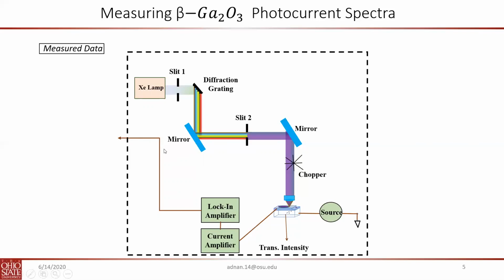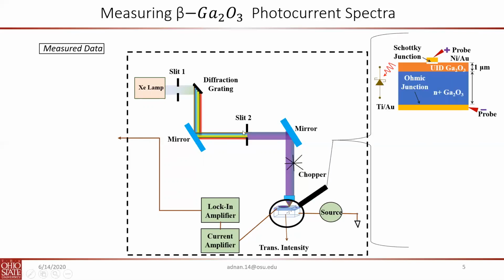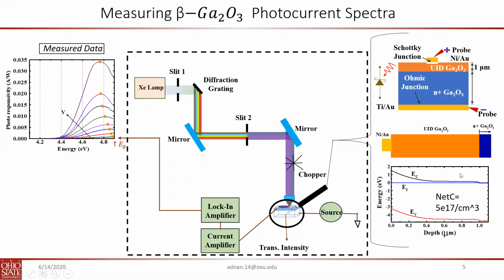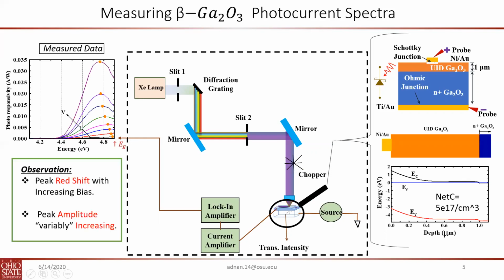This device is a Schottky diode with a Schottky junction at the top and a 1 micron UID gallium oxide layer just below it. You can see from the band diagram that almost all of the field is dropping inside that 1 micron UID layer. We measured the data and we see two things. The first is that the peak is red shifting, and the second is that the peak amplitude is steadily increasing.